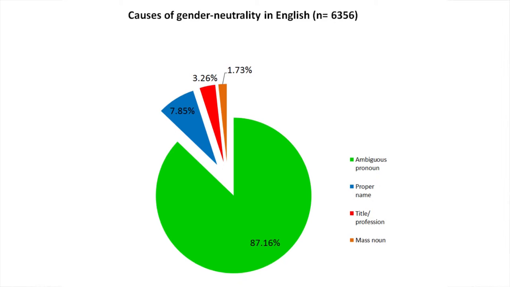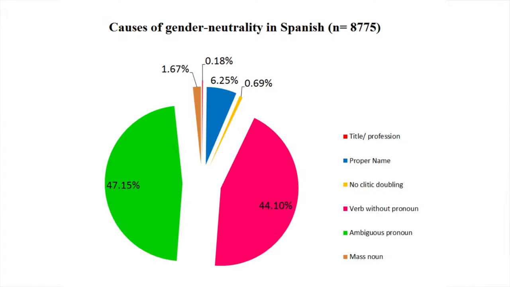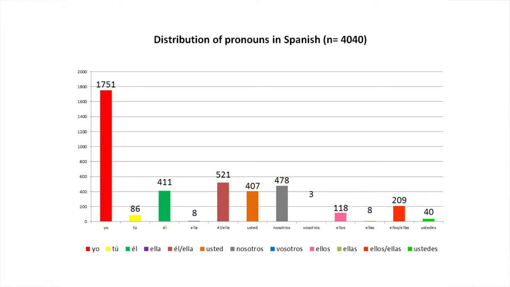The actual data then can be seen in these graphs. Because this is a first-person narration, we have a lot of "I" going on as an ambiguous pronoun. And because it's sci-fi, proper names that are gender neutral and invented also occur. But because this doesn't really happen in normal language, the titles and professions, the red slice, is actually the interesting bit. And comparing that to Spanish, we can see in Spanish, the titles and professions are only 0.18% compared to the 3.2% in English. In Spanish, actually, verbs that don't have a pronoun are important, and these ambiguous pronouns that I talked about before. So we can see here the ambiguous pronoun usage in él, ella, and ellos, ellas is actually bigger than the use of the specific ones combined. So that shows us that that's a strategy.